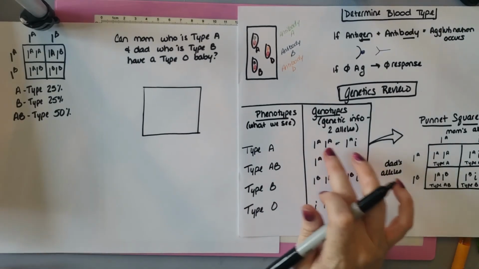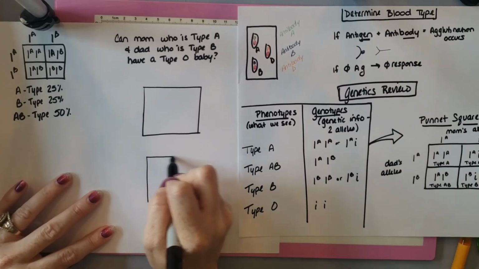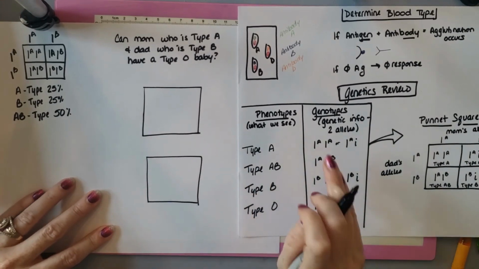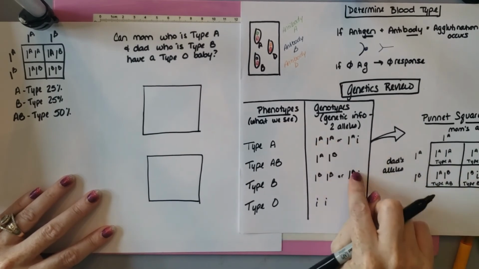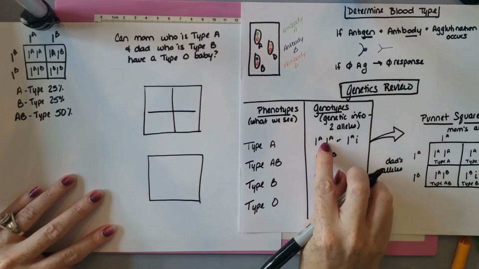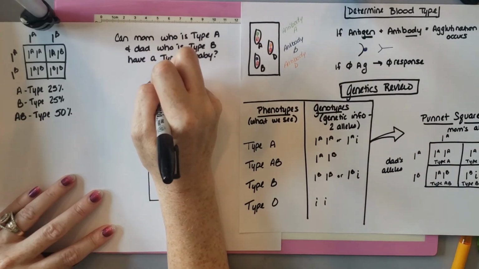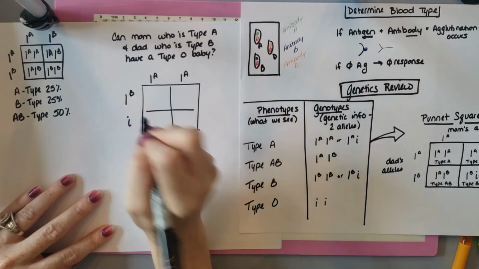Because if you had, you know what, let me just show you. Hold on. Let's say you thought maybe it could be this. We'll do that one and this one. All right. So here, 1A, 1A, and we'll do little i.